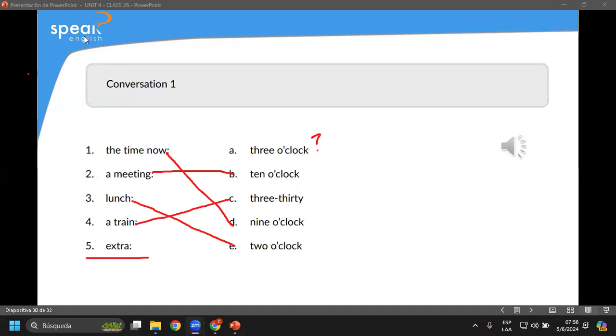David, do you have the time? Yes, it's 9 o'clock. Thanks. What time is the meeting? The meeting is at 10 o'clock. Okay. Do we have time for a coffee before the meeting? Good idea. Lunch is at 2 o'clock. That's pretty late. My train is at 3:30. I hope I have time for lunch.